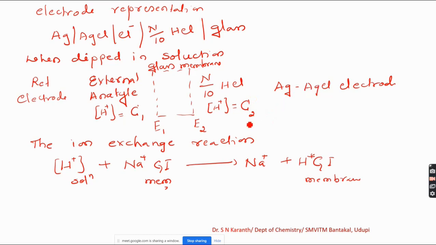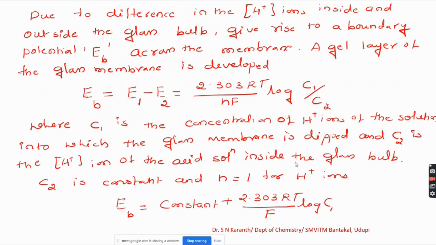When you dip this electrode in a solution whose pH is to be determined, an ion exchange reaction takes place, which in turn reflects the pH of the solution. The H plus ion present in the external analyte solution interacts with the Na plus ion present in the membrane. In the ion exchange reaction, the Na plus ion moves into the solution and the H plus ion comes to the membrane. Due to the difference in H plus ion concentration inside and outside the glass bulb, a boundary potential develops across the membrane because of gel layer development.